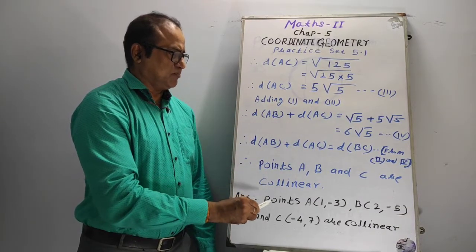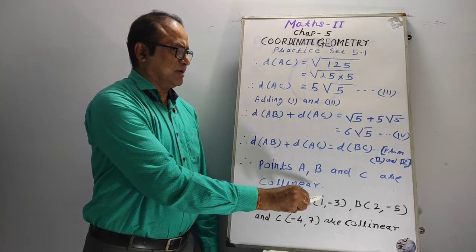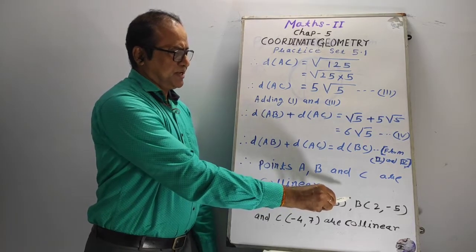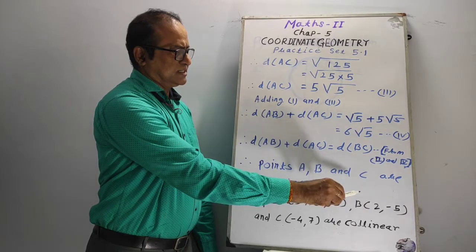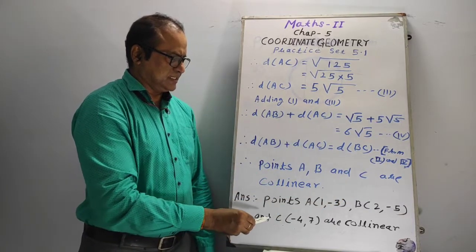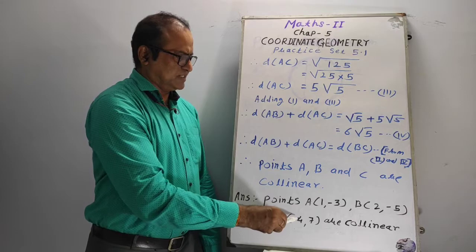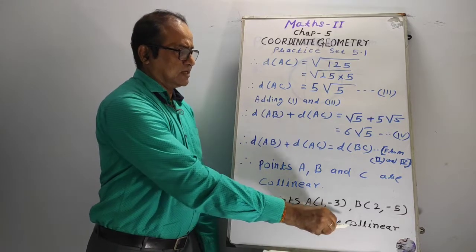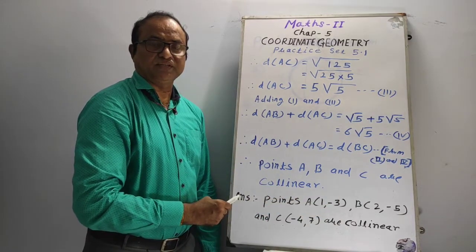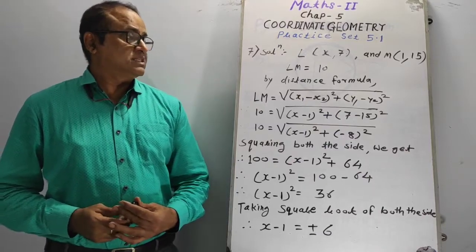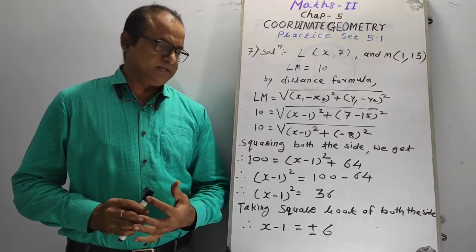Therefore, the answer: points A(1, -3), B(2, -5) and C(-4, 7) are collinear. All of you understood? Next example. Example number 7. I am reading example number 7. You listen to it carefully.